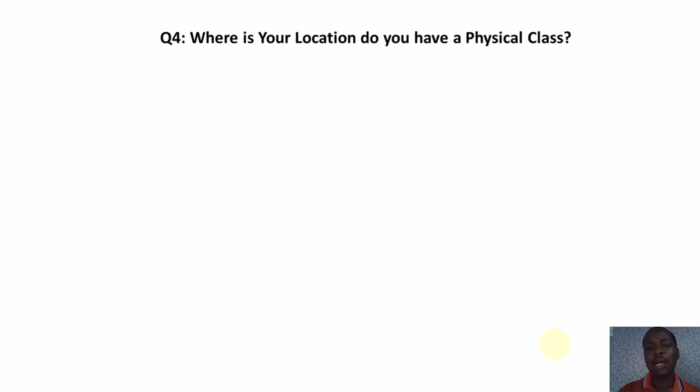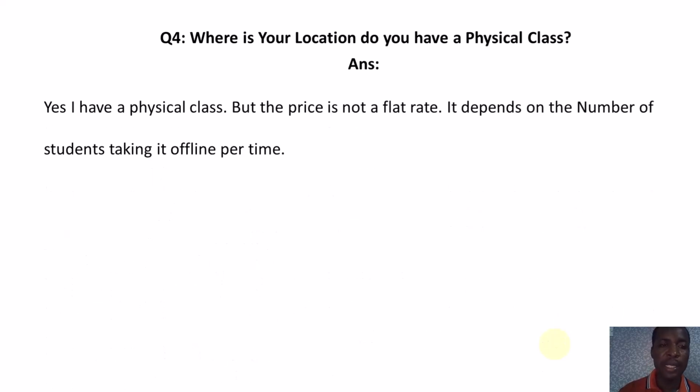Do you have a physical class? And the answer I give to them is, yes, I have a physical class, but the price is not a flat rate. The price depends on the number of students who are taking it per time. And that means that if you are the only one taking this course one-on-one, based on physical class, that means you come to my place or I come to your place, whatever, the price differs. So if you are looking for a physical class, a physical meeting, then ensure you contact me personally and I will tell you what to do.